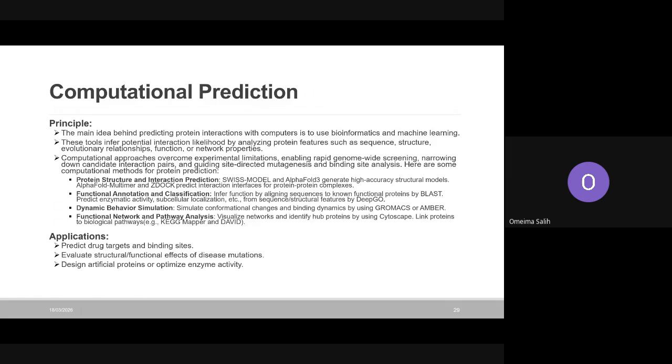So these computational methods or tools are provided through servers, and there are different software and servers. Some of them predict protein structure interaction. Others give functional annotation and classify this type of protein interaction, whether it is permanent or transient. It simulates the dynamic behavior.